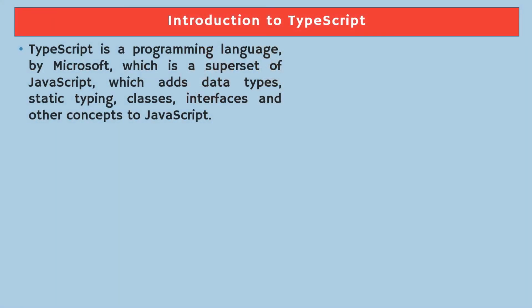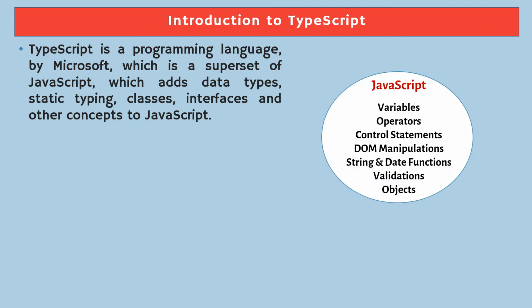What is TypeScript? TypeScript is a superset of JavaScript which adds the data types, static typing, classes, interfaces, and other concepts to JavaScript. So, before the introduction of TypeScript by Microsoft in 2002, there is already a programming language called JavaScript, mainly used for development of client-side programming that runs on the browser. So, what are the problems in JavaScript?